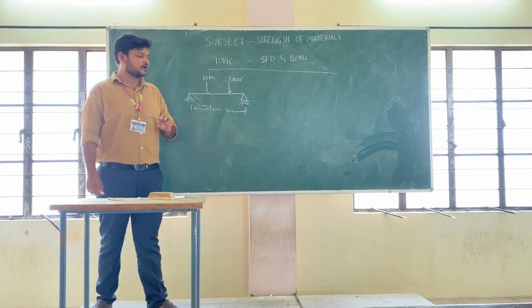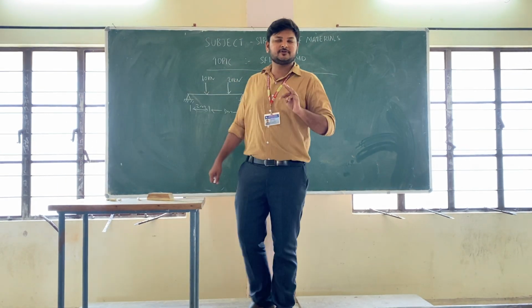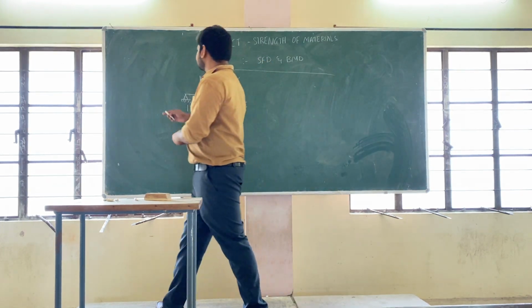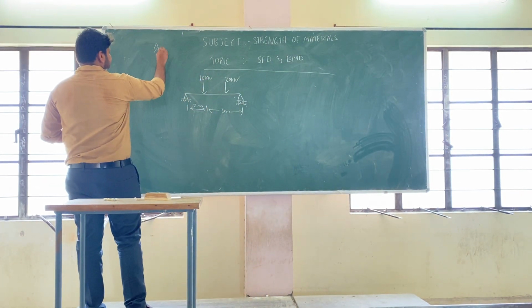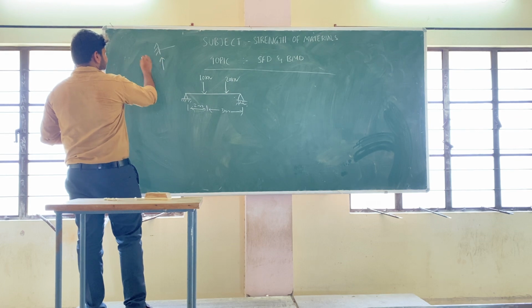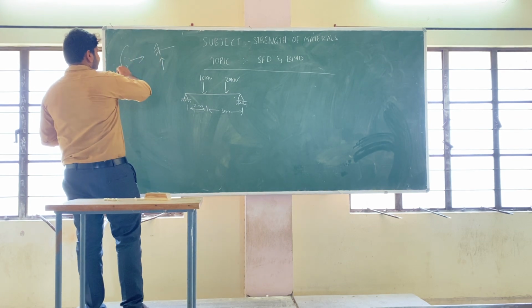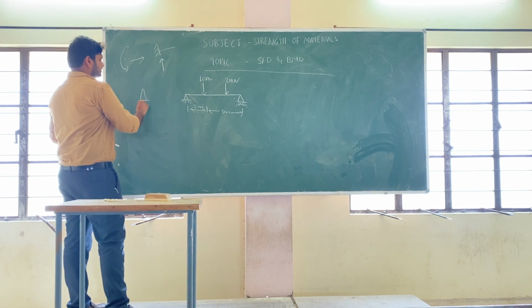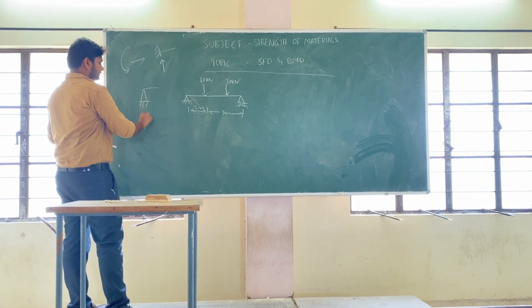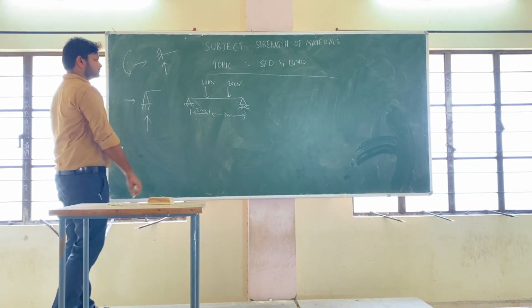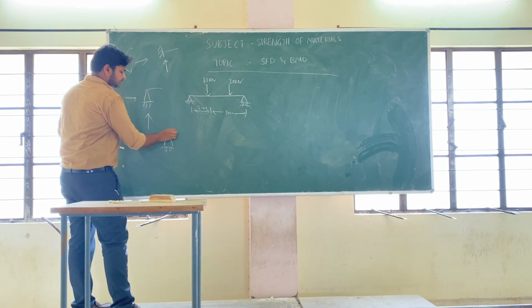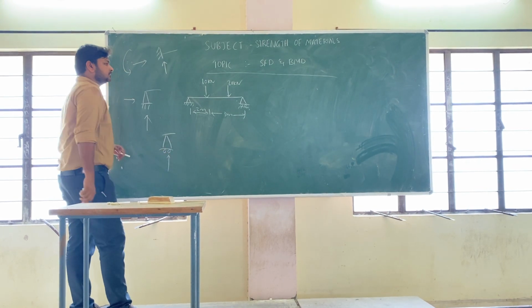See, basically we have 3 types of supports. One is fixed support, another is hinge support, another is roller support. Fixed support is restrained against 3 reactions. One is vertical reaction, another is horizontal reaction, and another is moment. Hinge support is restrained against vertical force and horizontal force. Another is roller support. For roller support, it is restrained only in the vertical direction.